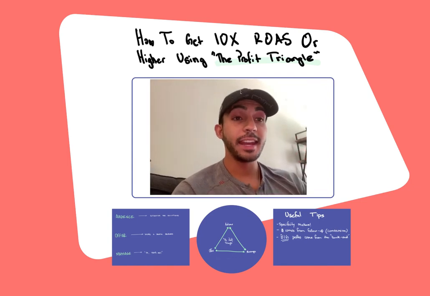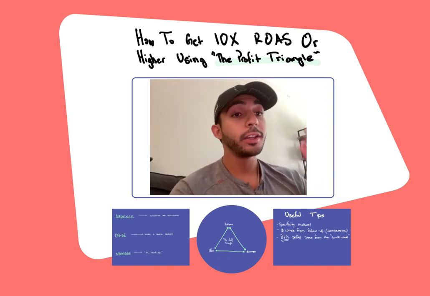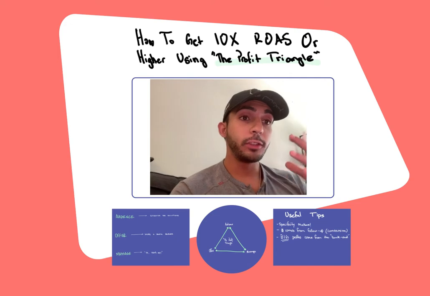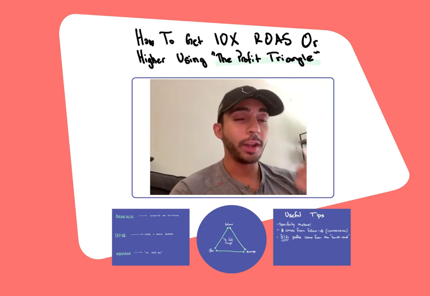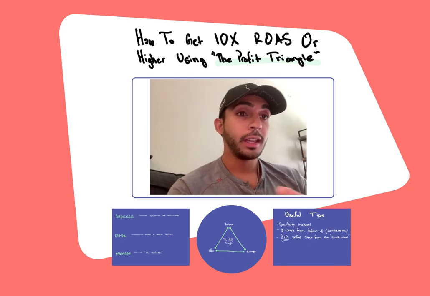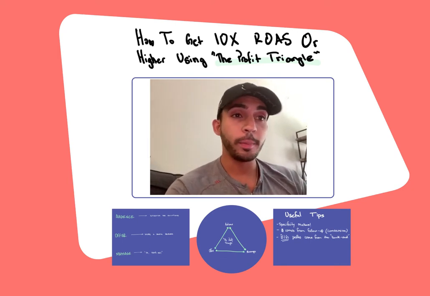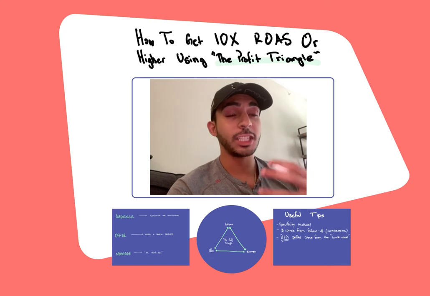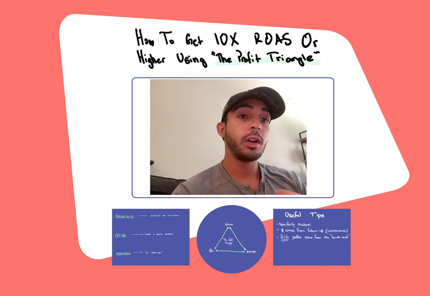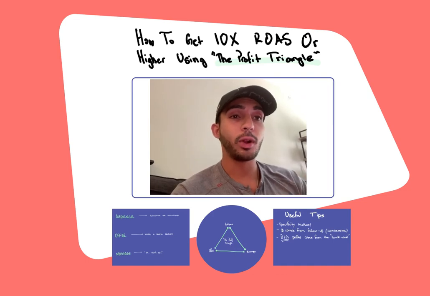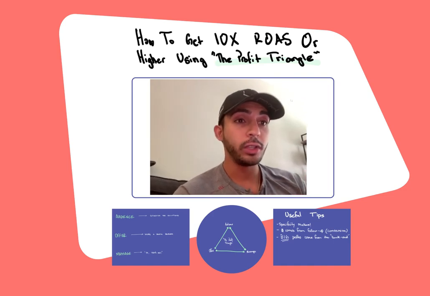How to get a 10x return on ad spend or higher using the profit triangle. If you have been running advertisements and the performance of your ads is just not where you want it to be, and you're starting to get frustrated because you hope that the ads would perform better, or you have been trying to get your ads to perform better, but everything you're doing is just not working, then in this video, I'm gonna talk to you about a simple concept called the profit triangle, which will allow you to have an almost immediate effect on your return on ad spend.